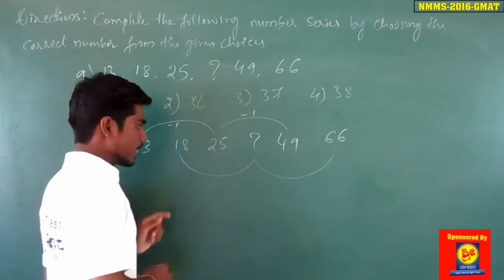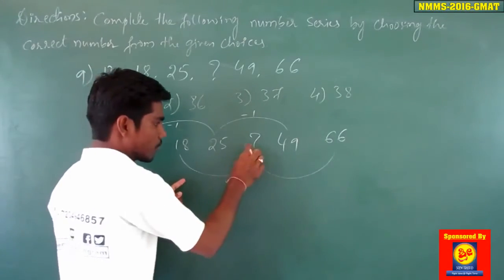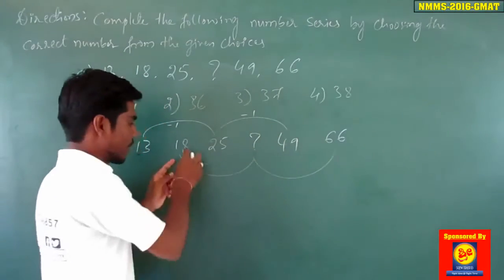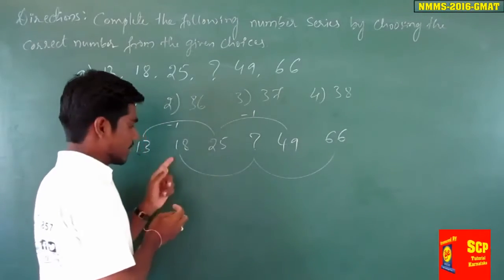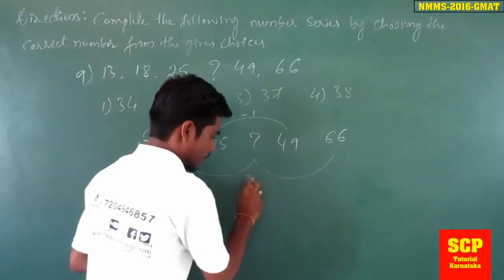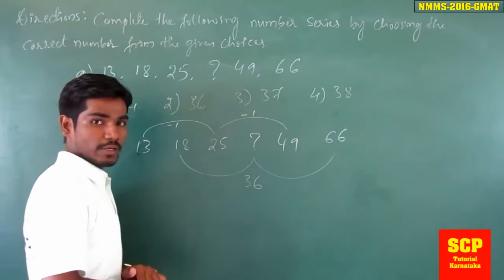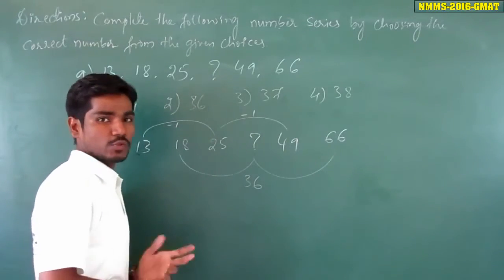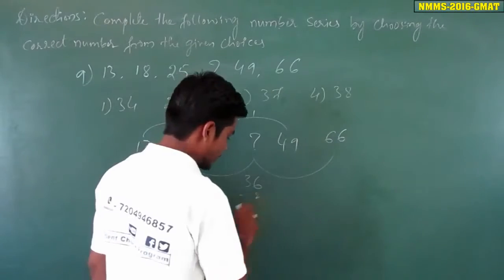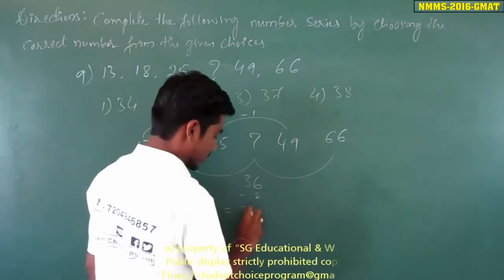18, question mark. Here I will consider the question mark would be nearer to double of 18. That is, 18 double is what? 36. Okay, so the difference is minus 1. Let me consider the difference as minus 2. So if I consider minus 2, what will I get? I'll get 34.